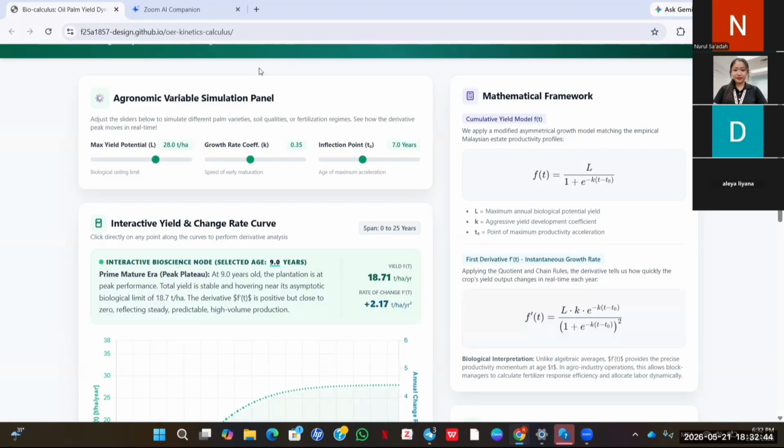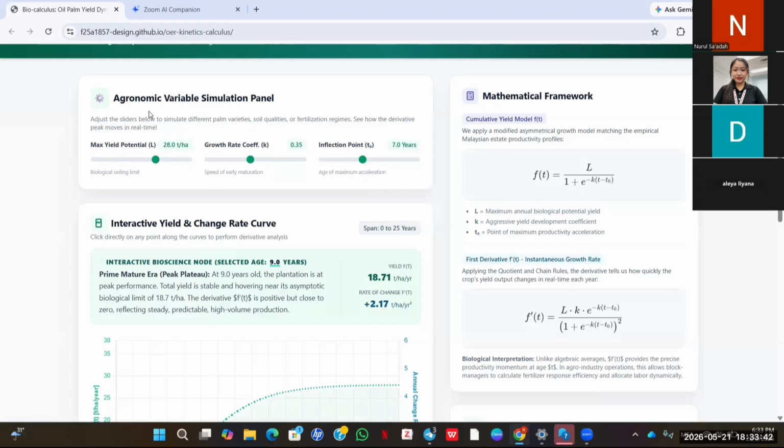The main problem is unstable palm oil yield caused by weather, disease, soil condition, and plantation age. This issue is important because Malaysia is one of the major palm oil producers in the world. Studying this problem helps improve agricultural production and economic growth. It also helps farmers predict yield change and reduce crop loss. By using mathematics and data analytics, researchers can make better decisions for plantation management.